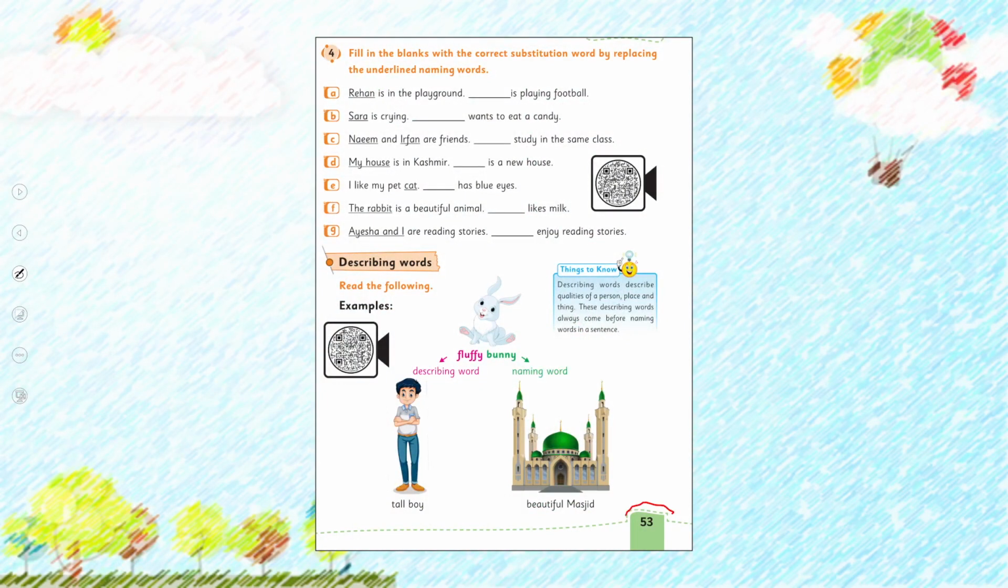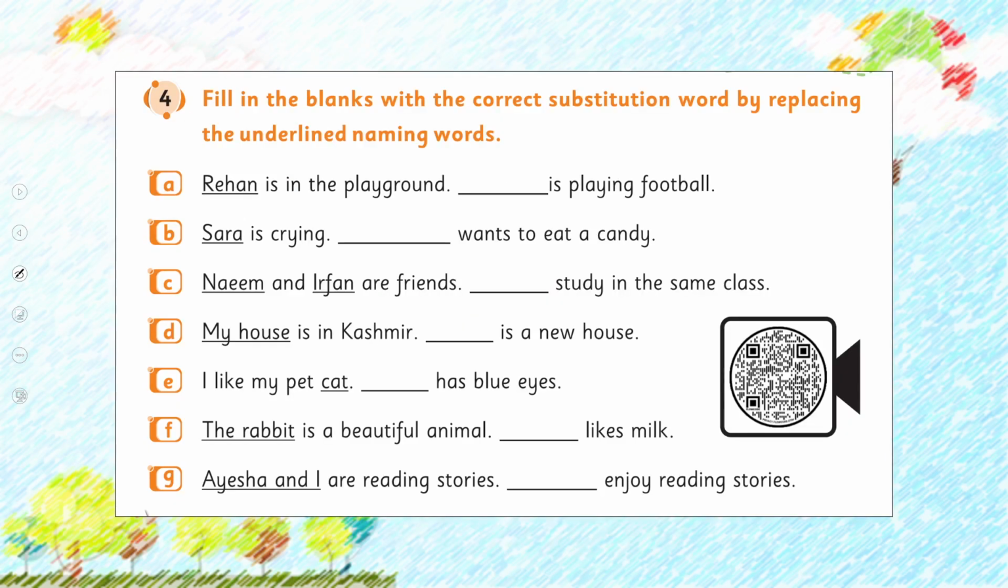All of you open your book on page number 53. Now you will read these sentences and the naming word which has been underlined, you have to rewrite the sentence by using a substitution word for that. For example, Rehan is in the playground. Now, to replace this naming word, you have to complete this sentence. Now, Rehan is a naming word for a male. So, what substitution word will you use? He. He is playing football, right?